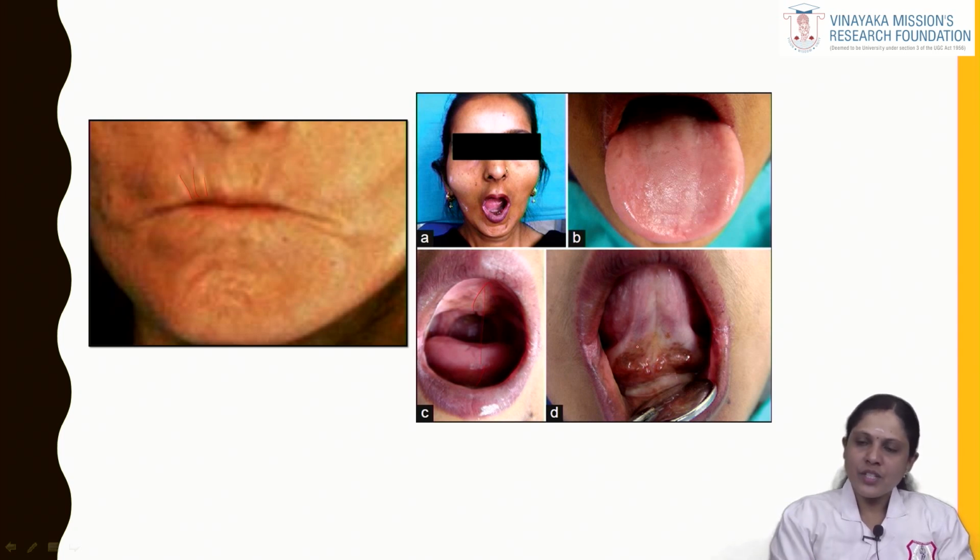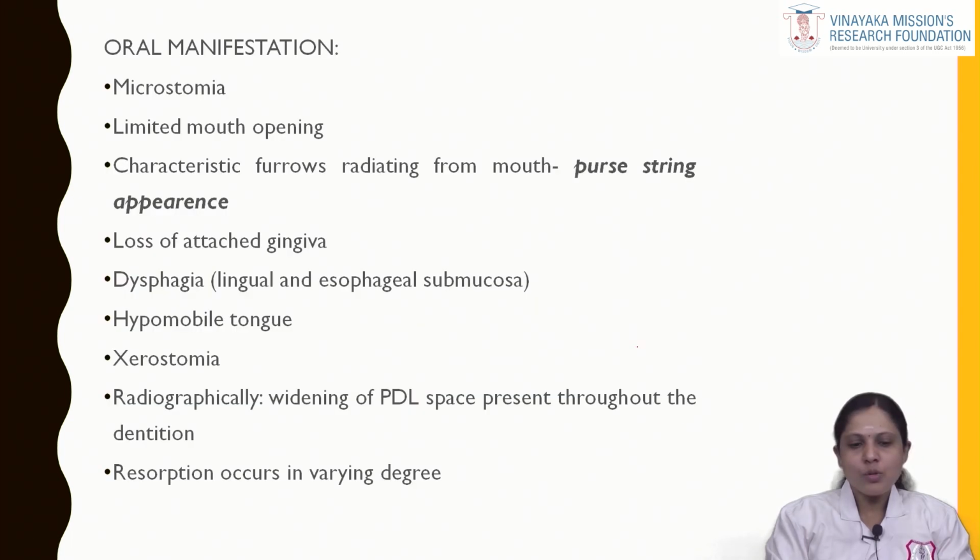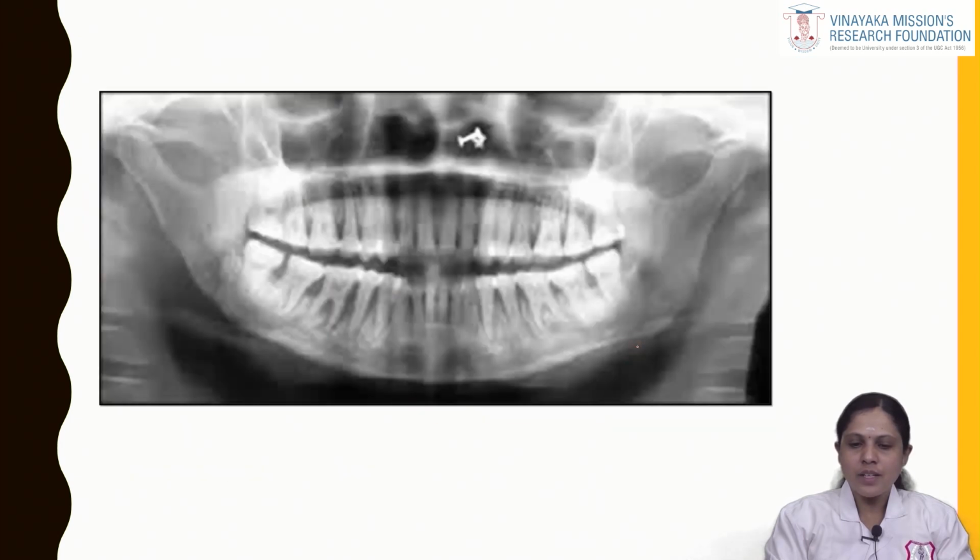All these features clinically resemble oral submucous fibrosis, and also you can appreciate loss of attached gingiva, dysphagia, hypomobile tongue, and xerostomia. Radiographically we can see widening of periodontal ligament space present throughout the dentition, and resorption occurs in varying degrees. See, resorption in varying degrees can be noted, and uniform widening of the PDL space can be appreciated in the entire dentition.